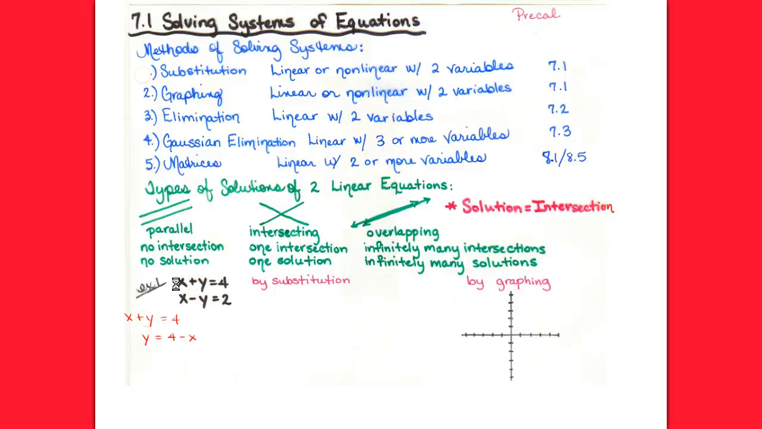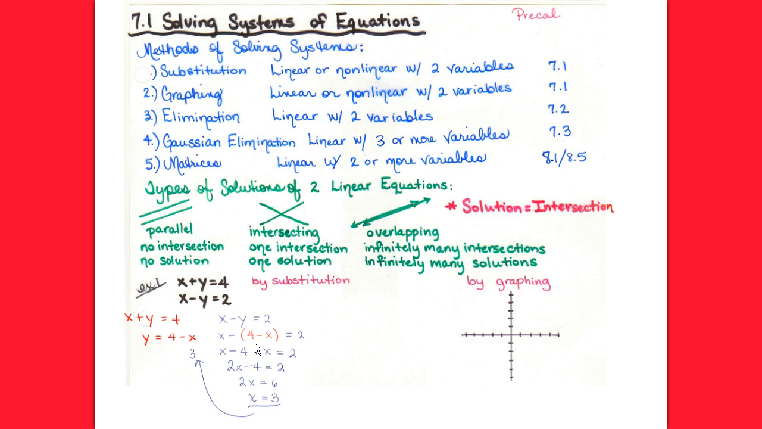The reason this is called substitution is I'm going to take what I just got for y, 4 minus x, and I'm going to substitute it in the place of y in the other equation. Why do I have to do that? I can't solve for x and y at the same time. But if I replace y with what it's equal to, 4 minus x, now everything's in terms of x. Now that I can solve.